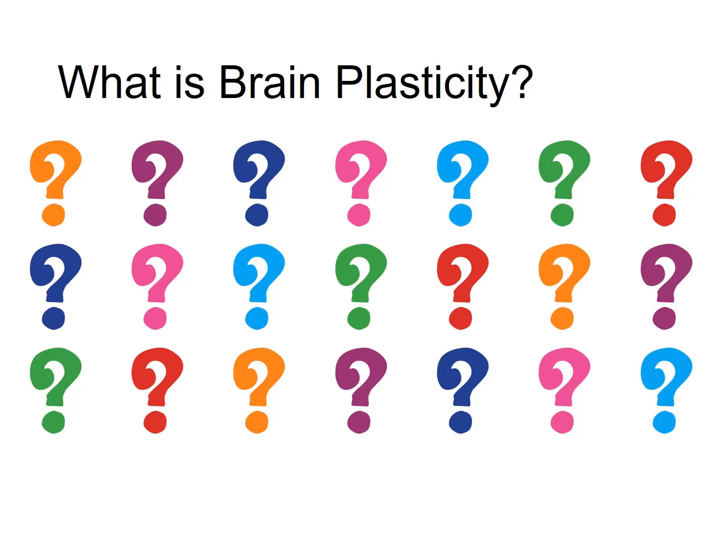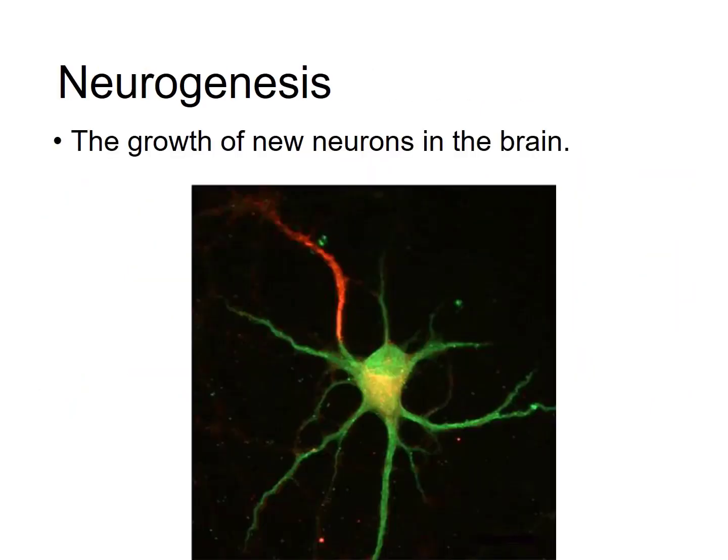What is brain plasticity? Brain plasticity refers to the ability of the brain to recover and reorganize after an injury. One way that plasticity may occur is through neurogenesis, or the growing of new neurons in the brain. It was once thought that neurogenesis was not possible, but now we know that in about 4 areas of the brain, neurogenesis occurs throughout the lifespan.